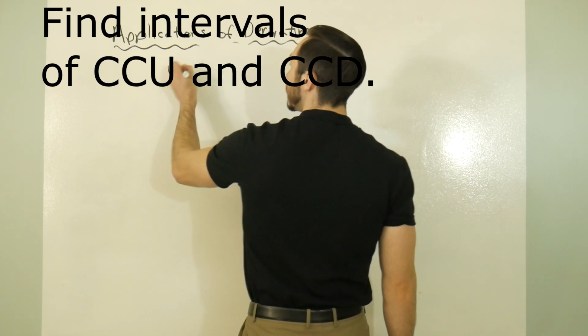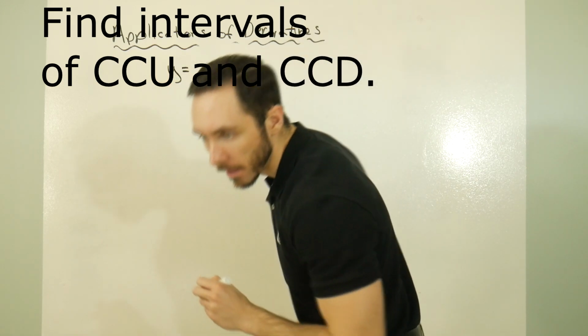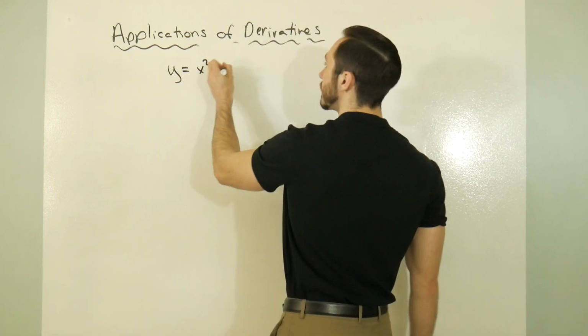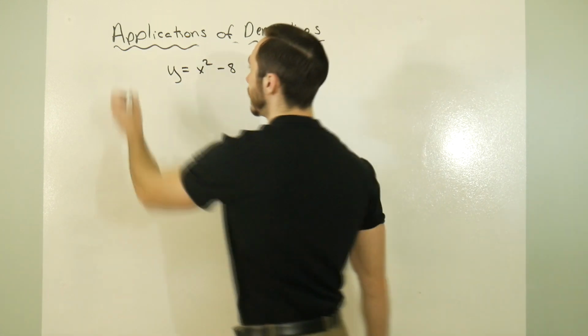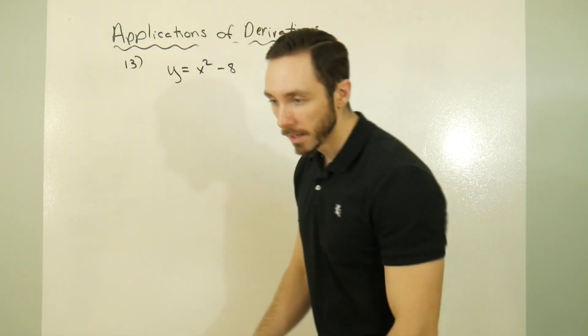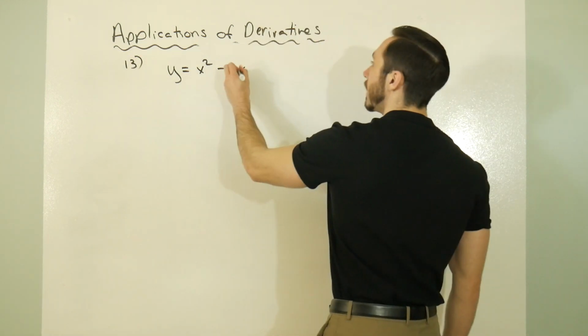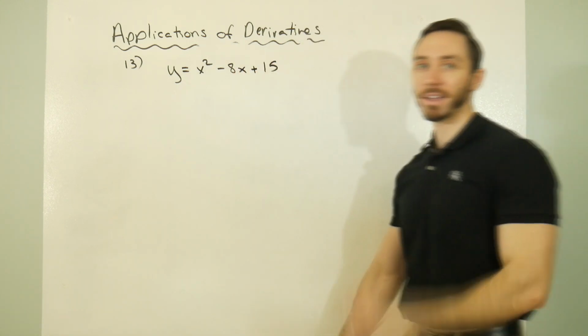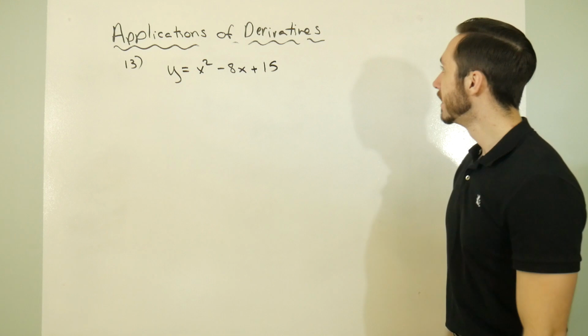All right, y is equal to x squared minus, I don't know what number we're on at this point, 13 I think? Sure, we'll just call it 13. x squared minus 8x plus 15. If you know anything about concavity in this shape, you should already know the answer.